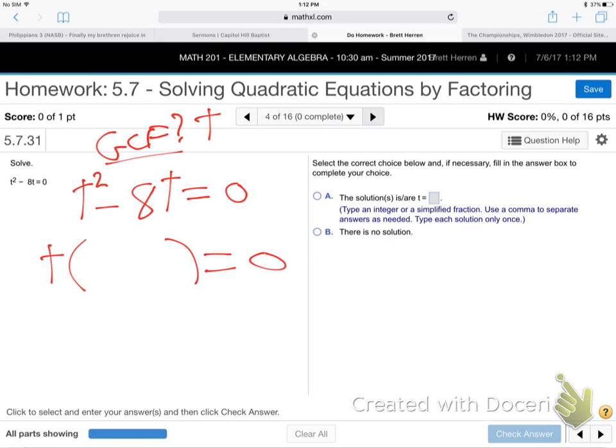Everybody getting the hang of the GCF thing now? Now that we've been working on it for 3 hours, right? Just take out the GCF, which is t. t alone. What does that leave? t times t and t times minus 8.